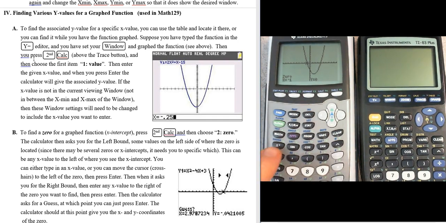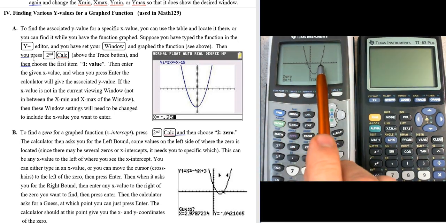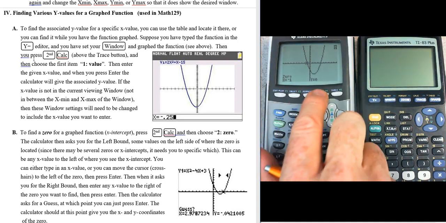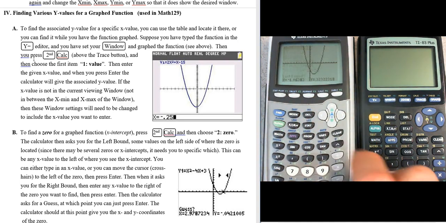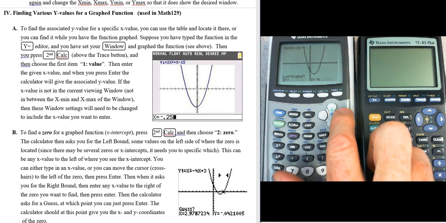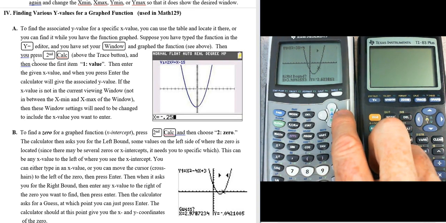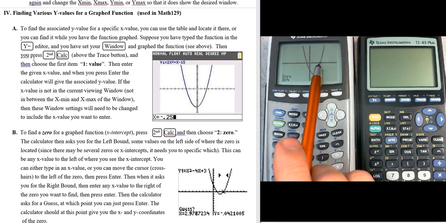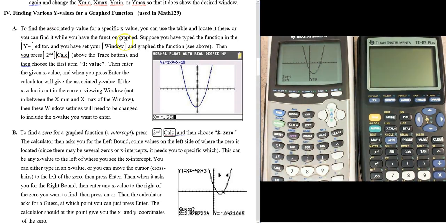All right? And then if you want to find the 0 on this side, you just need to surround it with left bound, right bound, surrounding that value. So you would go second calc 0, well, that's definitely on the left side of it. Press enter, and then move it to the right side of it. Press enter, hit enter again when it says guess, and it finds that at 4 it is crossing the x-axis, and that's what a 0 is.